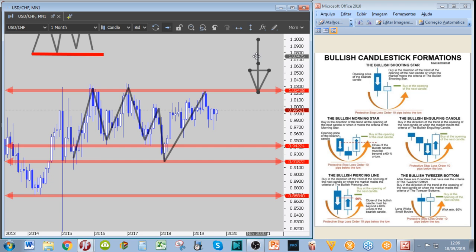I was long, I was told, till 0.994. Eddington says short. Hello, Eddington. Now the deal is closed and I did not see any formation to go long or short, so I stay out. Okay, great.